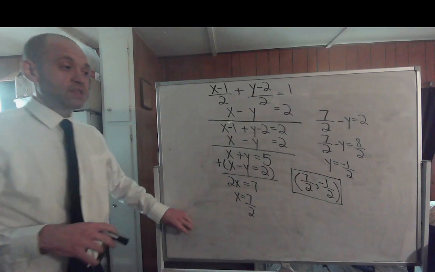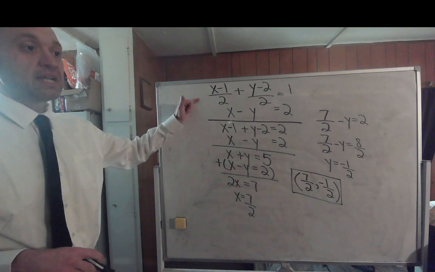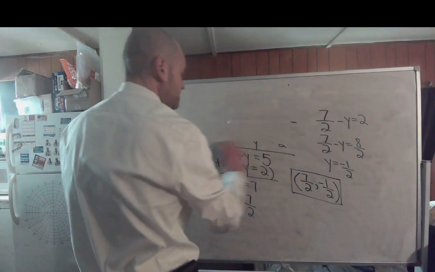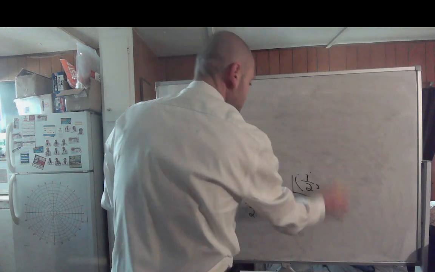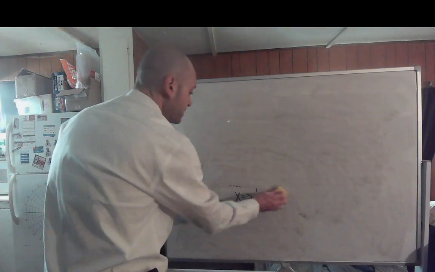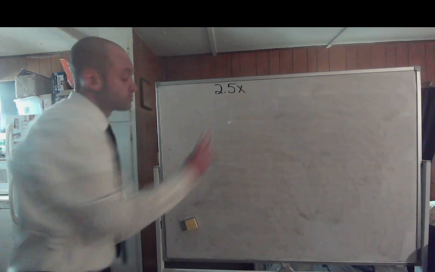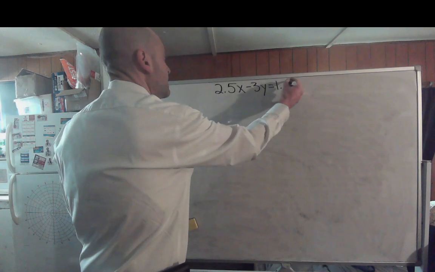All right, so that was it for the slightly more complicated fraction systems. Now let's move on to some decimals. Let's deal with some systems of equations with decimal coefficients. I'm taking my time in showing this stuff because I want to show you what you're really up against. So let's say I have 2.5x minus 3y equals 1.5.